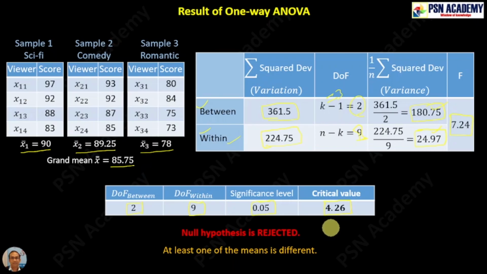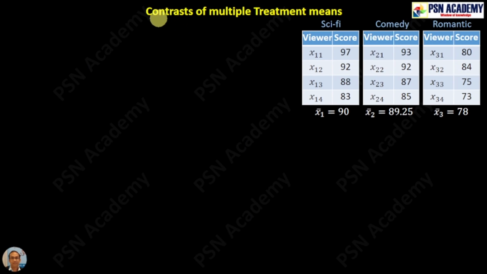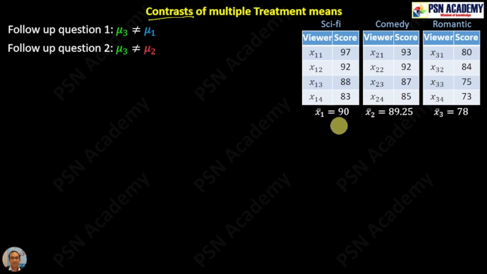So, this is a question. Now, we will learn about contrasts of multiple treatment means. Here is a table along with the sample means. Before learning contrast, first set up the questions. What question do you have in mind?